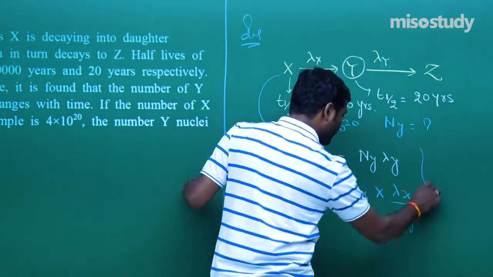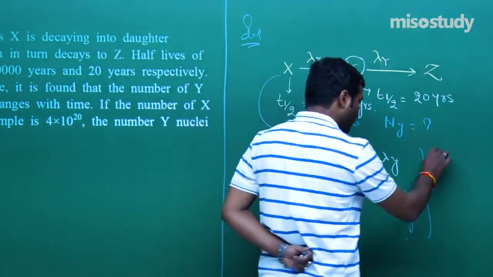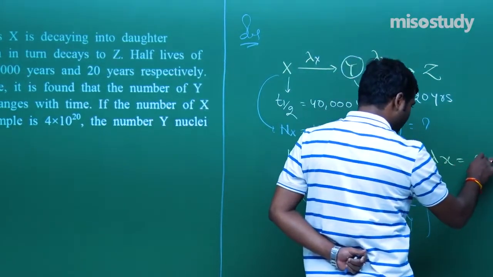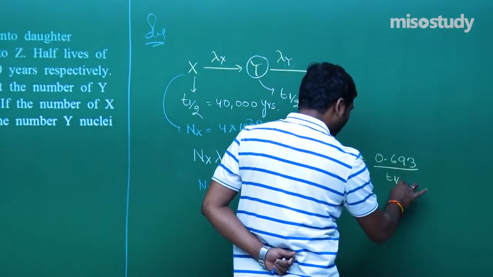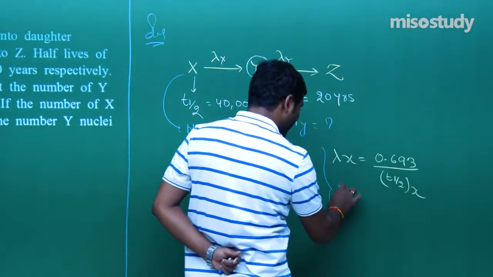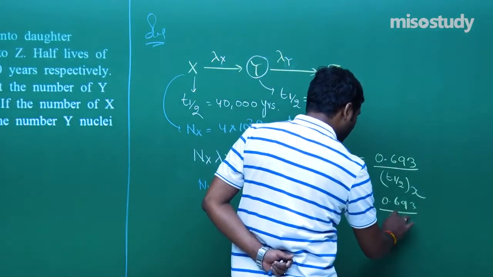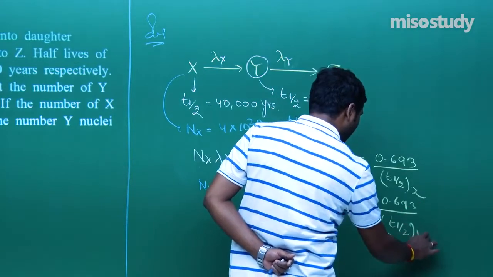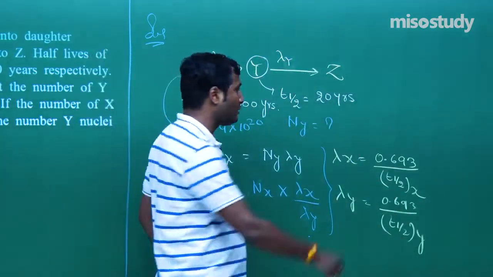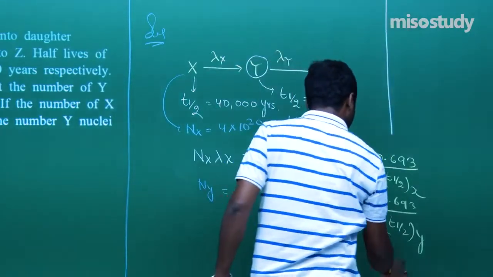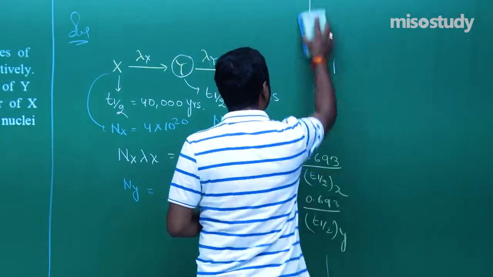Am I right? But we do not know the values of lambda X and lambda Y. We know lambda X is equal to 0.693 upon T half of X, and lambda Y is equal to 0.693 upon T half of Y. Now put these values, what will happen? I'm moving here, check it out, my friend. In this case, we write here, wait for a moment.